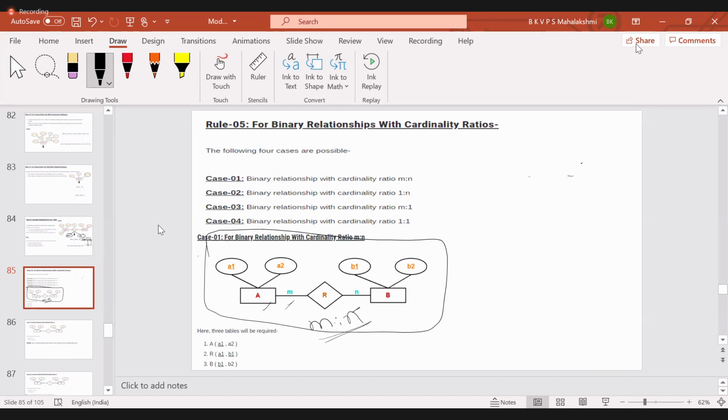Here there are two entities and one relationship set, so for each entity we have to take a table. There are separate conventional rules for the cardinalities. If it is m is to n, then we have to take three tables with the names A, R, B. In A, whatever attributes the entity A has, we have to mention, like A1, A2.